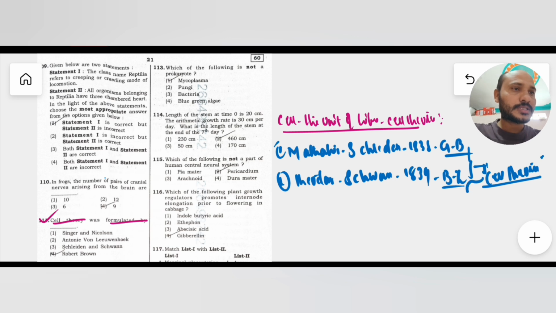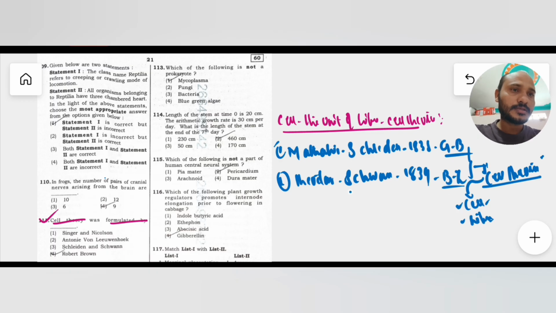As per their cell theory, they proposed that every living organism is made up of cells. They said every living organism is made up of cells, and the cell is the basic unit of life. But these two scientists did not explain from where new cells are generated.